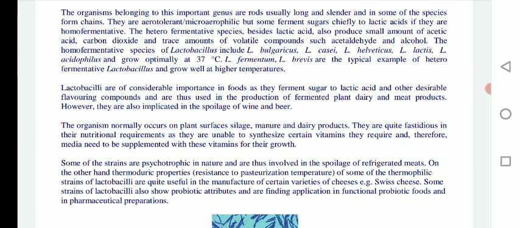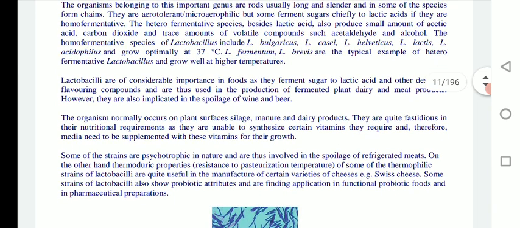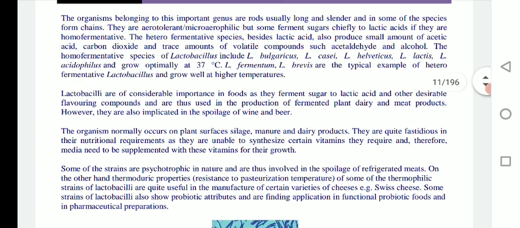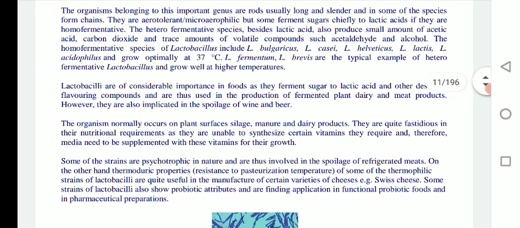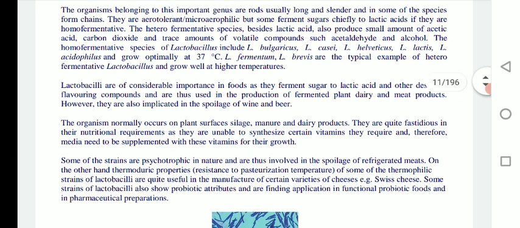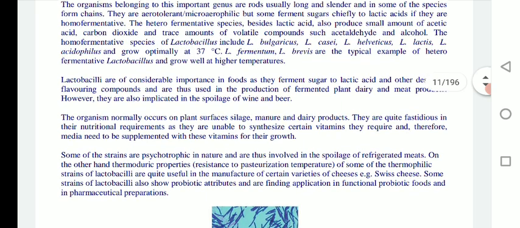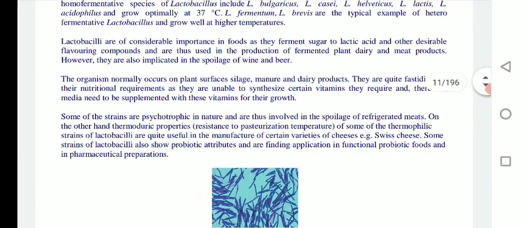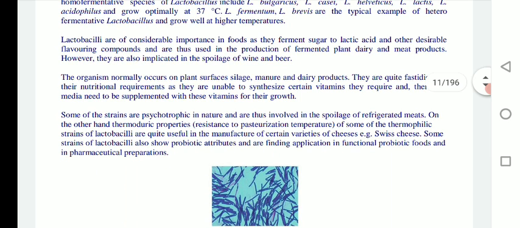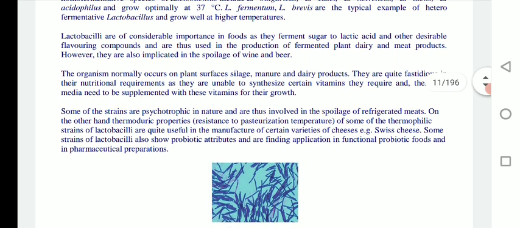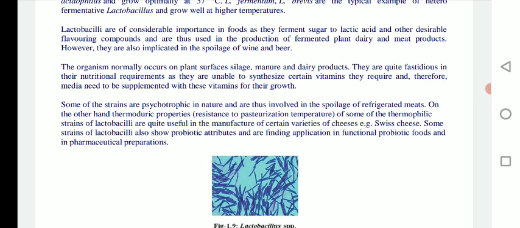The homofermentative species of lactobacillus include Lactobacillus bulgaricus, Lactobacillus casei, Lactobacillus helveticus, Lactobacillus lactis, and Lactobacillus acidophilus, and they grow optimally at 37 degrees Celsius. These are important bacteria as far as fermentation, whether homofermentation or heterofermentation, is concerned. Lactobacilli are of considerable importance in food as they ferment sugar to lactic acid and other desirable flavoring compounds, and are thus used in production of fermented dairy products as well as meat products. However, they are also implicated in spoilage of wine and beer.